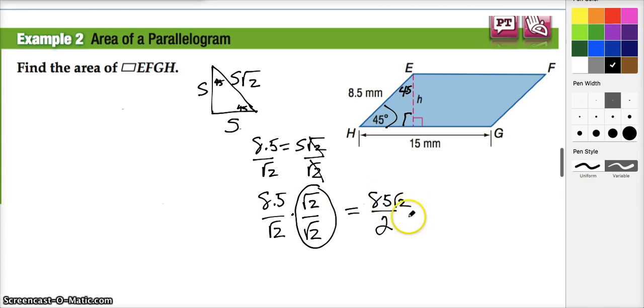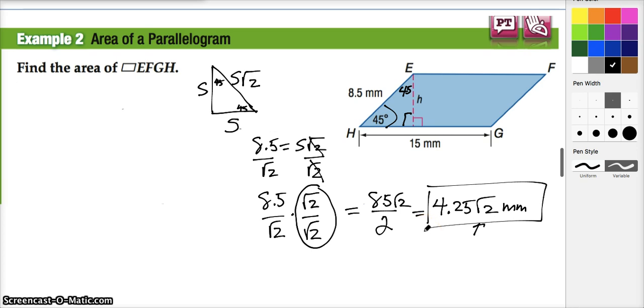And so I could leave my answer like this. I could go a step further and write 4.25 root 2. And I could, of course, calculate what the root 2 is and multiply that in. I'm not going to do that for this example, though. I'm just going to leave it as such. But you certainly could use your calculator to calculate that.